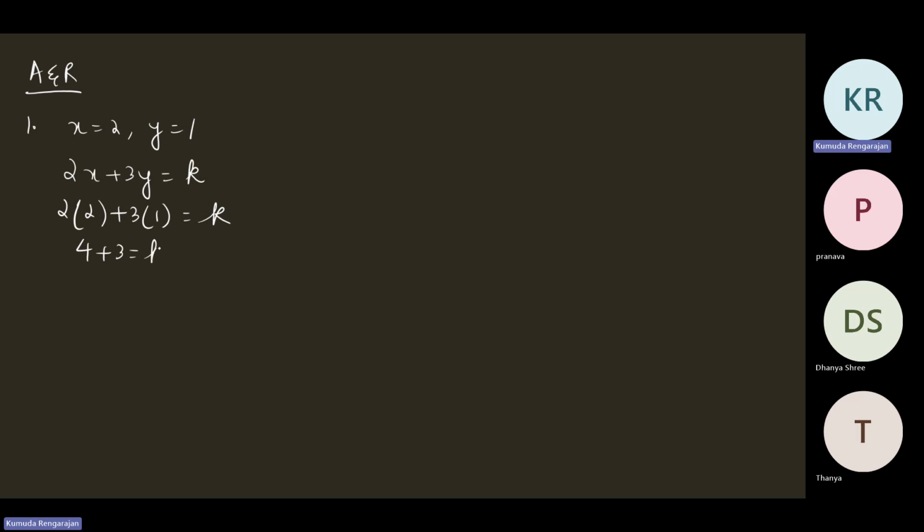Assertion reasoning from simple equations. If x is equal to 2 and y is equal to 1 is a solution of the equation 2x plus 3y is equal to k, then the value of k is 7. So that means 2 into 2 plus 3 into 1, because x is 2 and y is 1, is equal to k. So 4 plus 3 is equal to k. So k is equal to 7. Correct. So the assertion is correct. Yes, assertion is true.